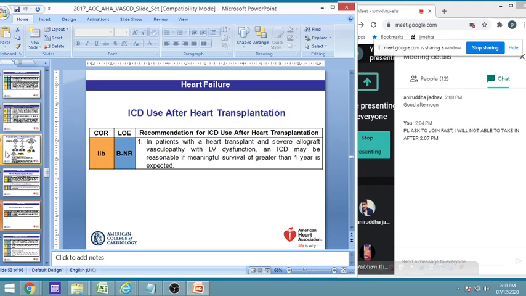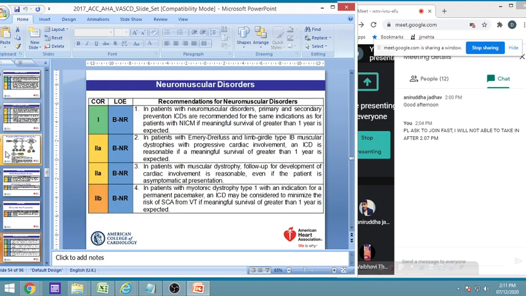ICDs can be used after heart transplantation. You can use this in a patient with a heart transplant and severe allograft vasculopathy, because the new tissue is there, rejection chances are there, and left ventricular dysfunction is there. ICD can be given when the survival is expected to be greater than 1 year. If it is less, then there is no need to make expenses on that. In case of neuromuscular disorders, again ICDs can be given when the survival chances are greater than 1 year. For other types, like Emery-Dreifuss, we will not go for each and every case, but yes, in most of the cases we say that ICD can be given.